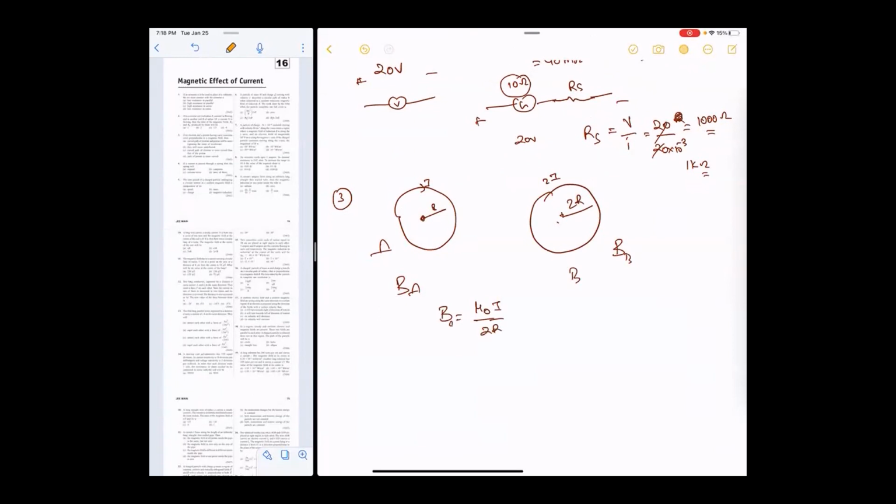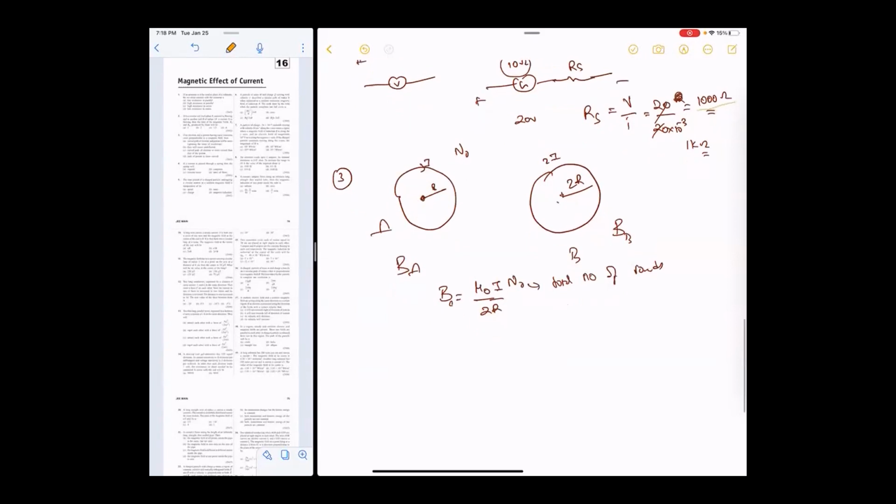If we have N naught rounds, with capital N naught being the total number of rounds, the field is mu naught I into N naught by 2R, right? I can see your chat, so I am interacting with you directly.